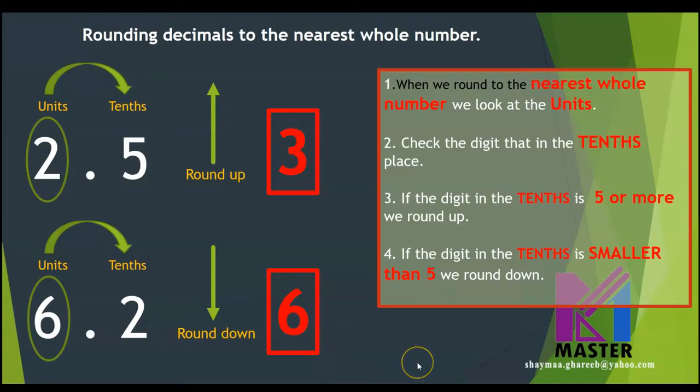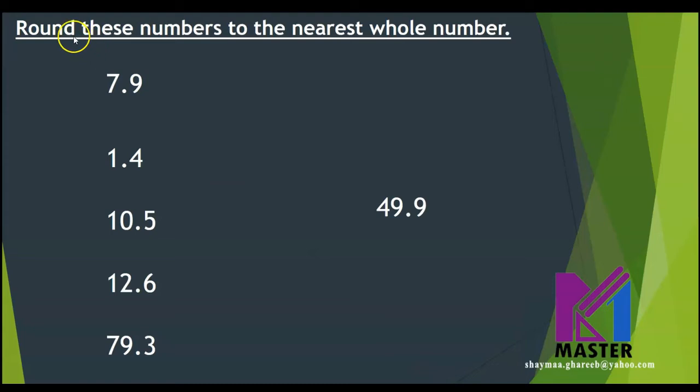Is this clear? Now, let's see more examples. Round these numbers to the nearest whole number. The first number is 7.9. So I'm going to round the units by looking at the digit in the tenths place, which is 9, which means this 7 will be rounded up to be 8.